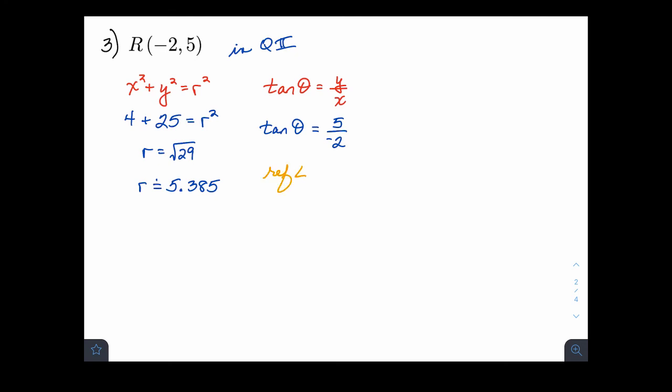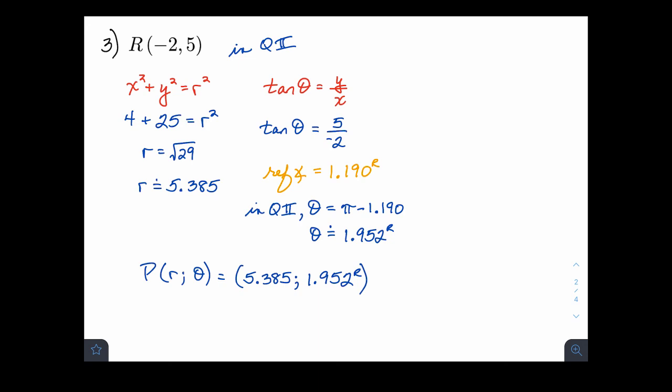So if you give that a try, you should find that your reference angle is approximately 1.190, and remember that's radians. Now in the second quadrant, remember to get our angle theta, we're going to do pi minus that reference angle. And when you do that, you should come out with approximately 1.952. So our polar point in the end is (5.385, 1.95).